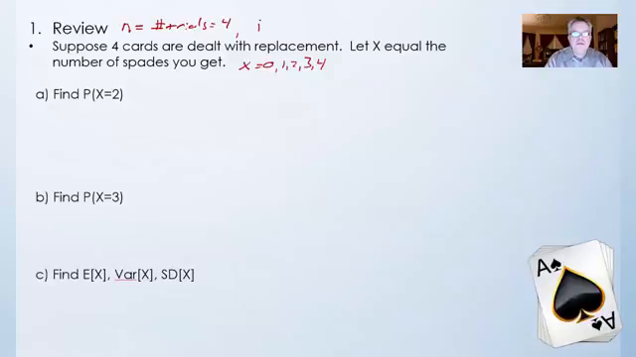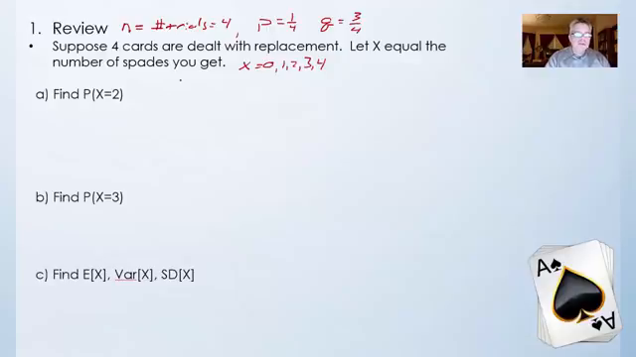p is the probability of success in each trial. The probability of getting a spade is 1/4. Then the probability of failure is 3/4. Okay, so we want to find the probability that x equals 2, that 2 of the 4 cards are spades.